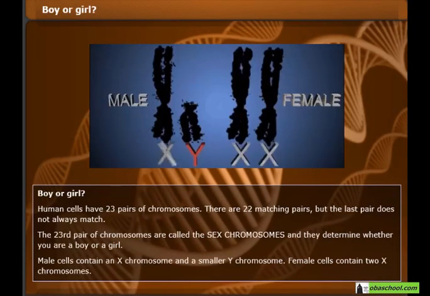Boy or girl. Human cells have 23 pairs of chromosomes. There are 22 matching pairs, but the last pair does not always match. The 23rd pair of chromosomes are called the sex chromosomes, and they determine whether you are a boy or a girl. Male cells contain an X chromosome and a smaller Y chromosome. Female cells contain 2 X chromosomes.